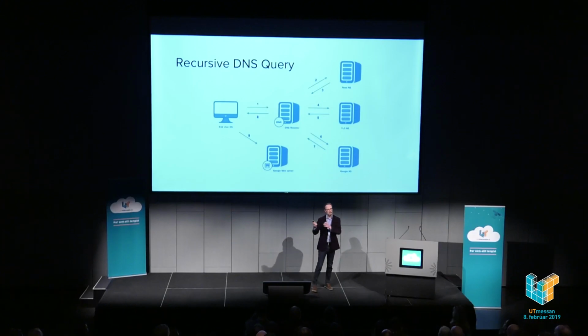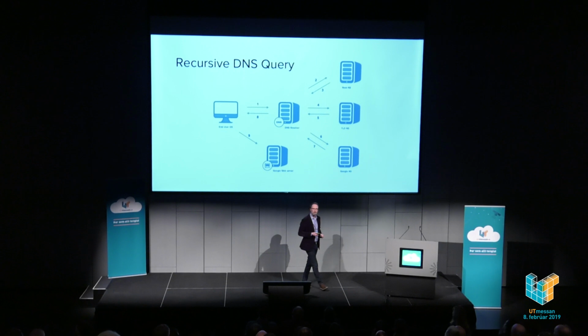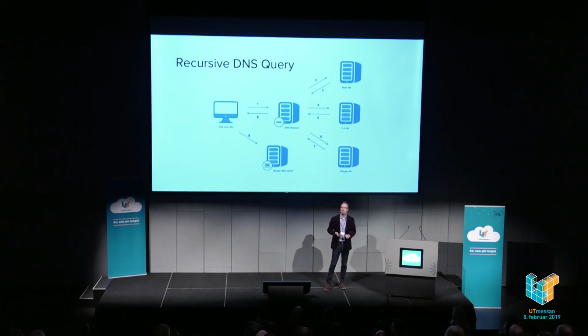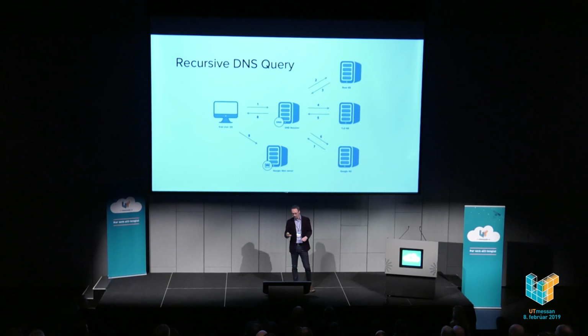Then it asks the .com name server, and the .com name server replies, here you go, this is where google.com is. Then the resolver goes to google.com and asks, what's the IP address of www.google.com? And that IP address is then fed back to the browser, which finally connects to the Google web server. Everybody with me so far?